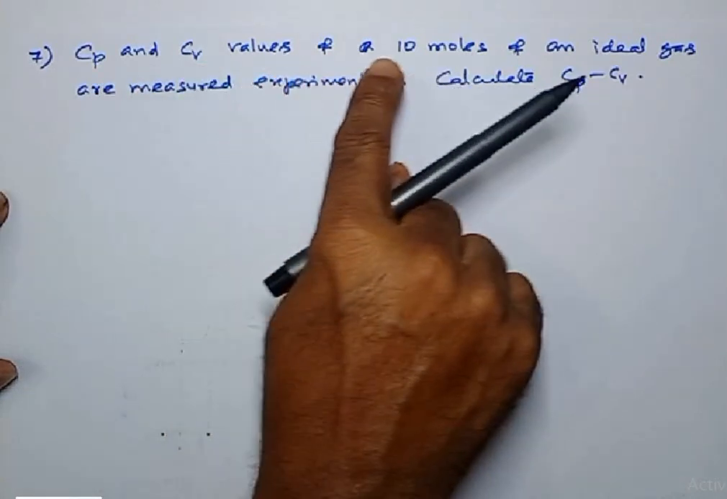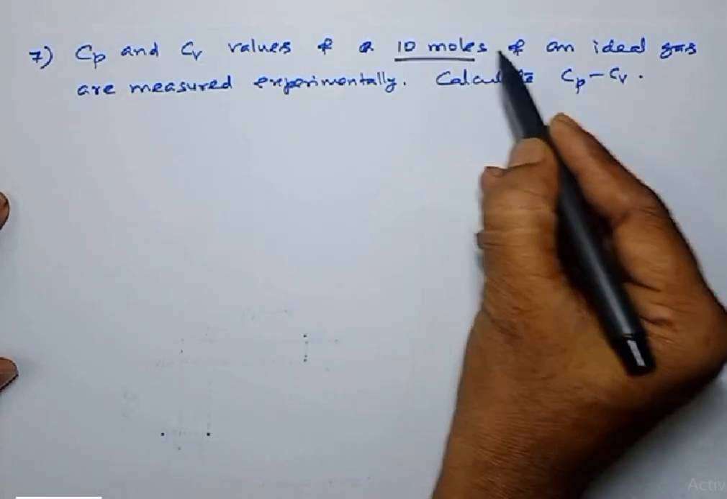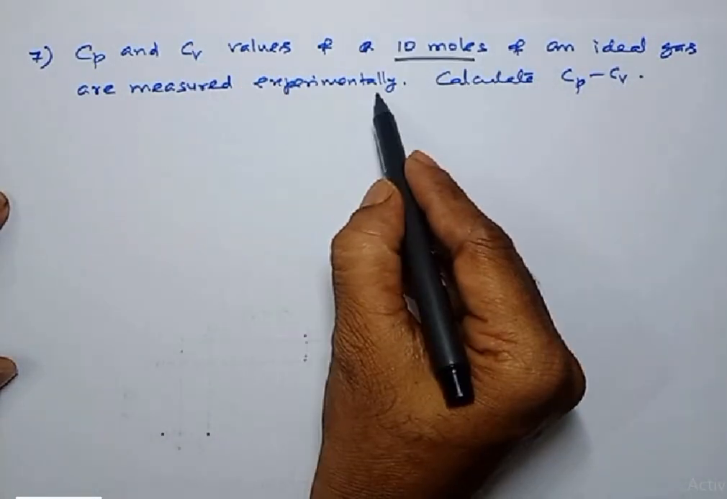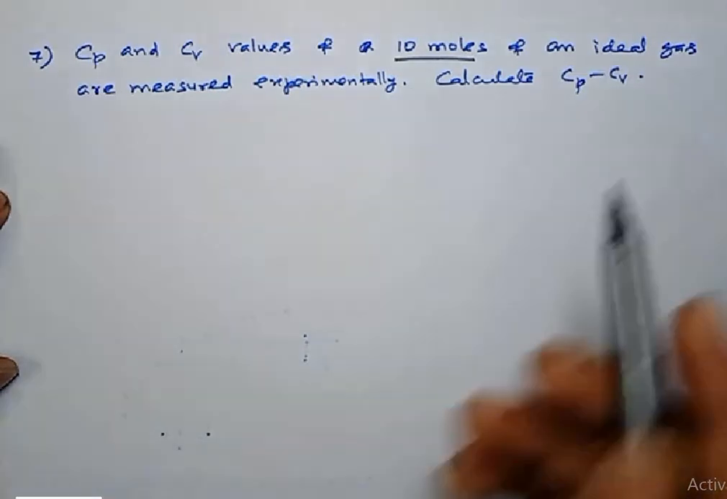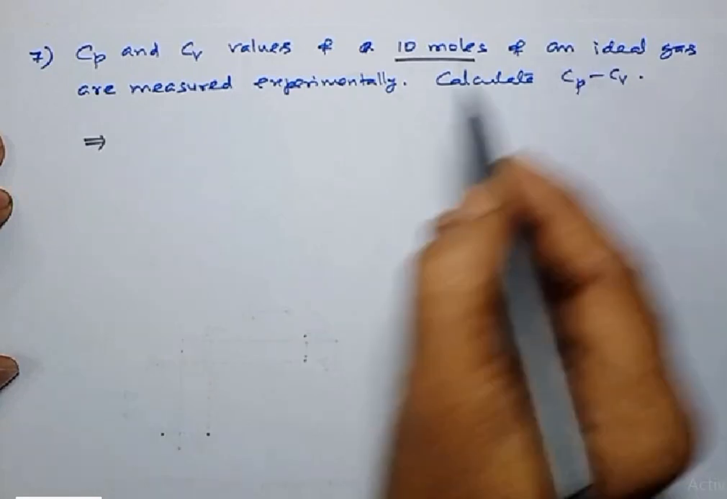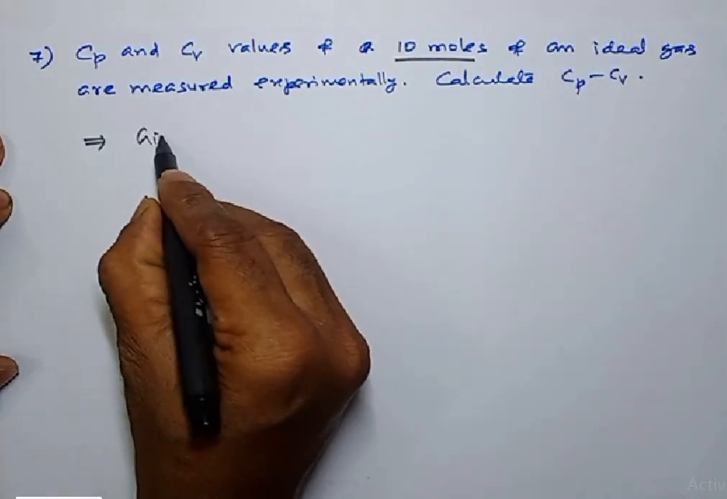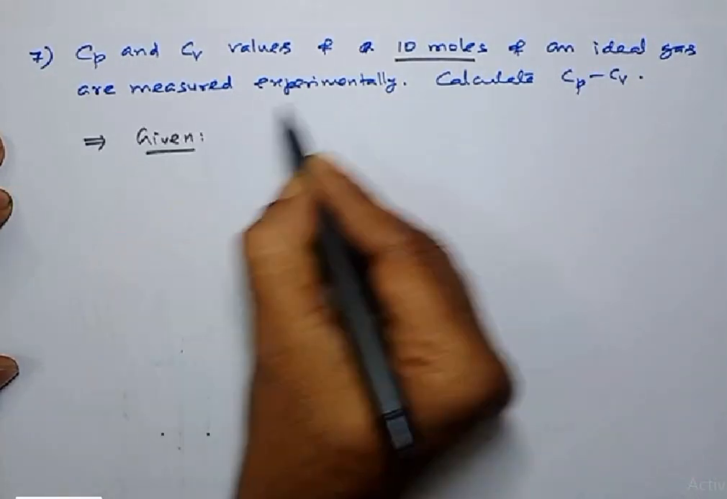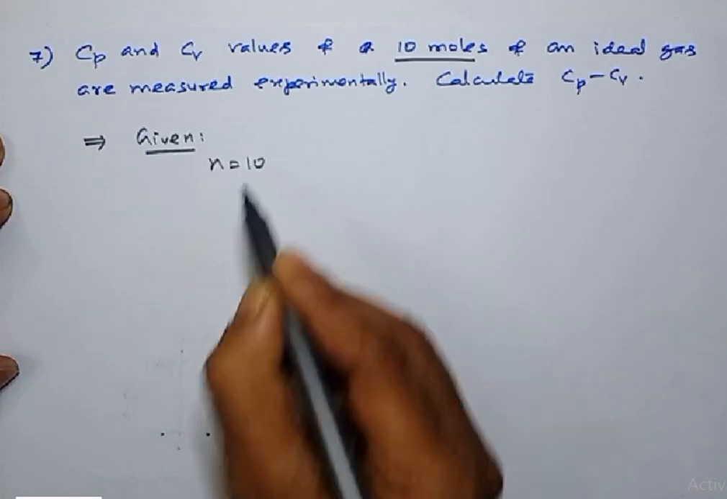Cp and Cv values of 10 moles of an ideal gas are measured experimentally. Calculate Cp minus Cv. You know very well, it is given an ideal gas, right? So what is given? The number of moles is given, 10 moles.